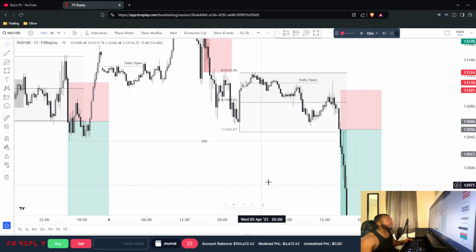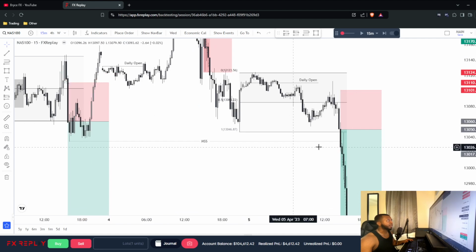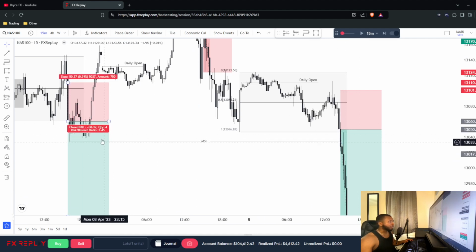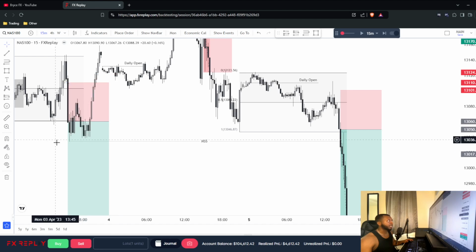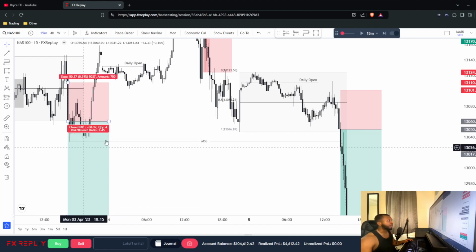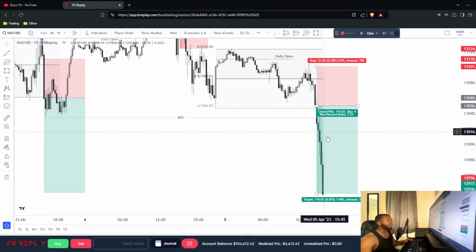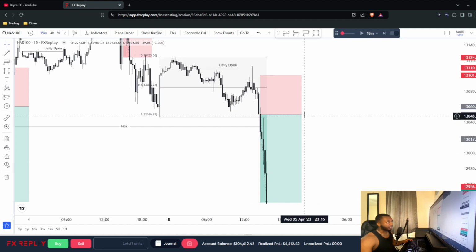But the reason why I decided to go bearish on this trade is because when you get a market structure shift like this and it breaks a higher low or lower low, whatever high or low it is of the previous trend, there's a high chance that it will continue going that same direction. So that's why I went bearish on this trade and why this trade hit.